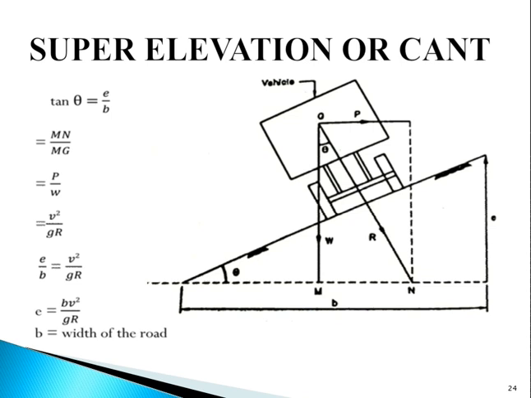If we require the value of E, it will be given by BV square by GR, where B is equal to width of the road. So this is the required equation which is used for the examples.